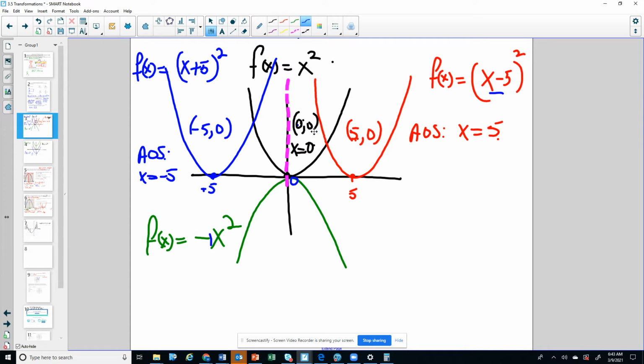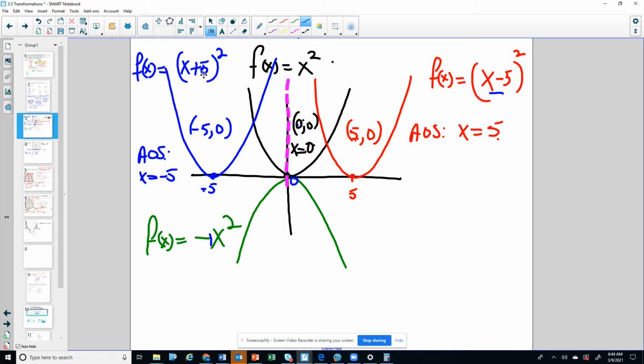And so on Friday, we talked about translating the graph to the right, or shifting the graph 5 units. And that's the red graph right here. And we also talked about how the equation is going to change. For the parent graph, the equation is f of x is equal to x squared. When you shift the graph to the right, to the red, the equation now is f of x is equal to x minus 5 squared. And if we shift it to the left, the equation becomes f of x is equal to x plus 5 squared. So those are the two more things we talked about on Friday.